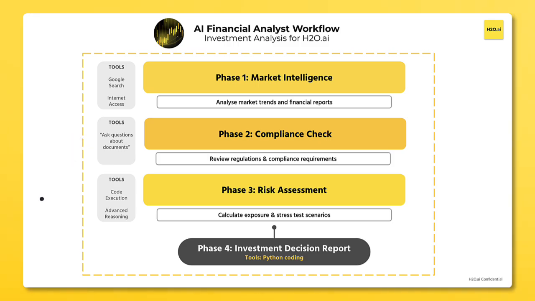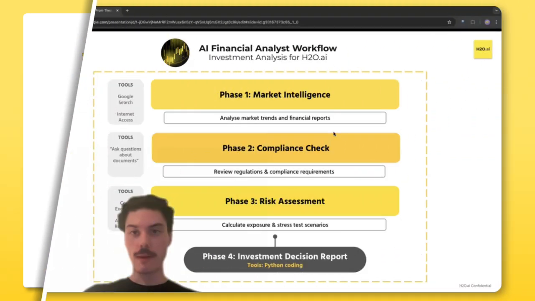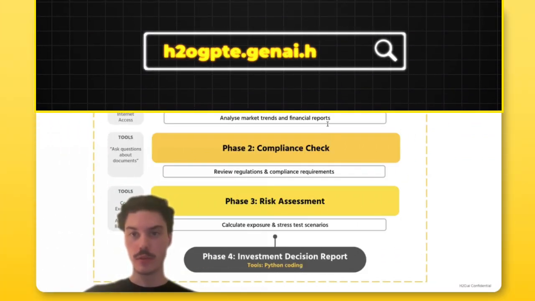And then the risk assessment phase, we might need code execution. And again, this idea of advanced reasoning using a more powerful model to calculate exposure and maybe stress test scenarios. And then finally, Python coding to actually generate the final investment decision report. So I'm actually going to jump over to H2O GPTe now.